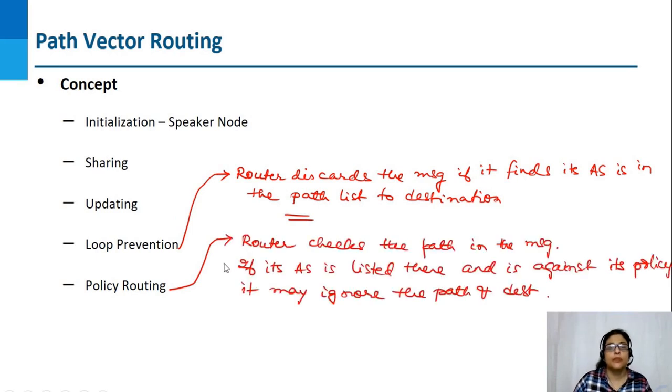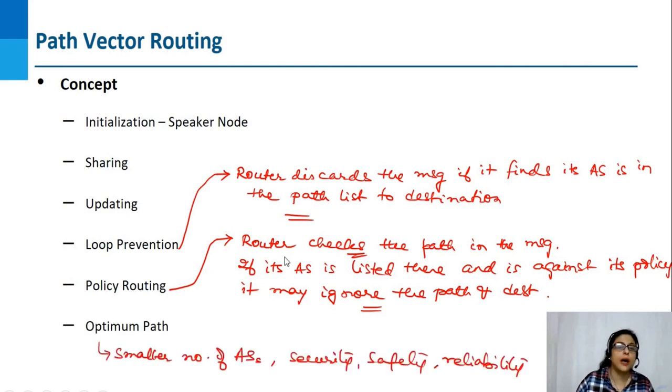Then policy routing is another term which is used for path vector routing. Here the router should check the path in the received message, and if it finds that its autonomous system is listed there, and it is against the policy, then it may ignore that path and the destination, and later on it may not share the information to other autonomous systems.